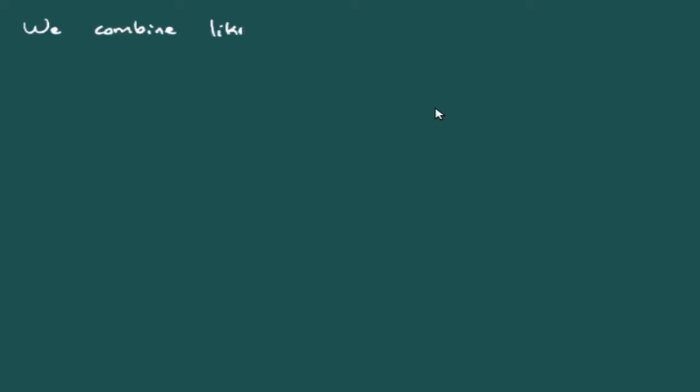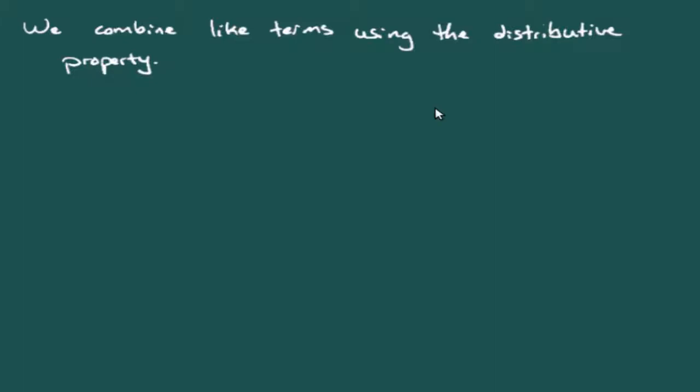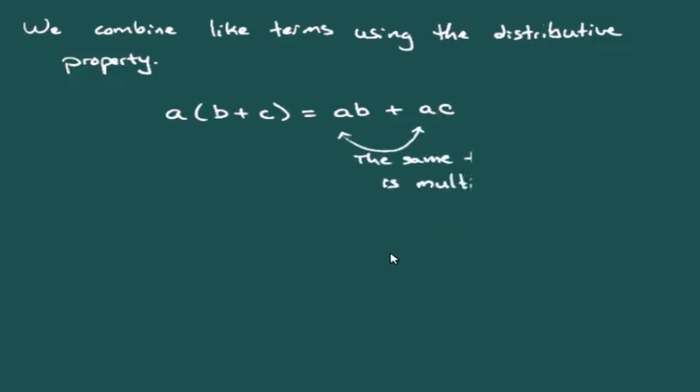So the property that we use to combine the like terms is the distributive property. Now, just to kind of remind you what the distributive property says, if we've got A times the quantity B plus C, then that's going to be the same thing as A times B plus A times C. Now, the important thing to remember here is that we've got the same thing really multiplying B and C. This A is multiplying the B, the A is multiplying the C. That's the thing that makes it work.